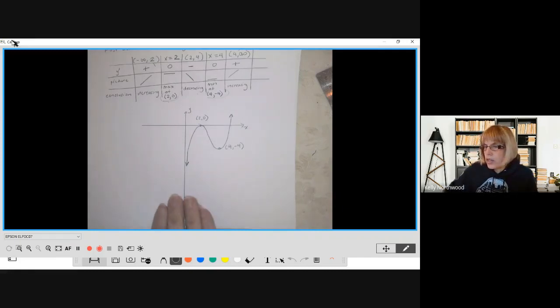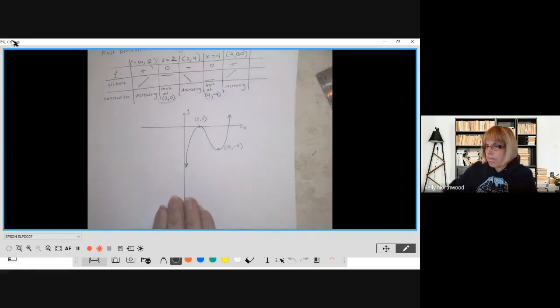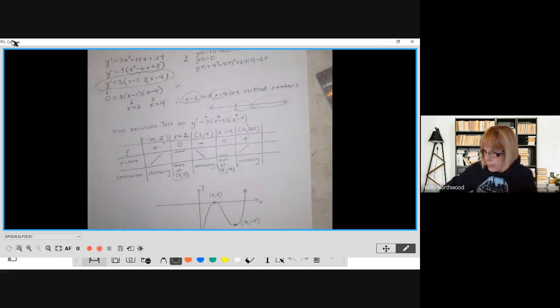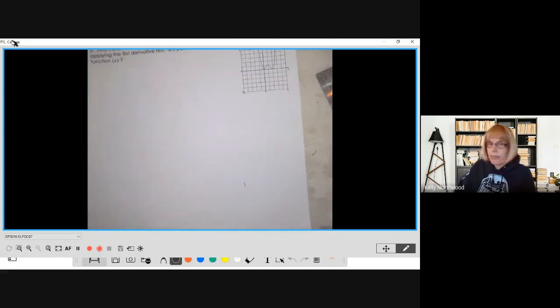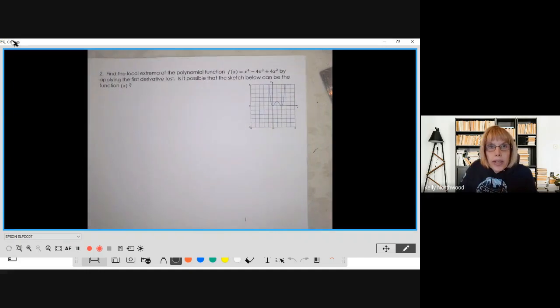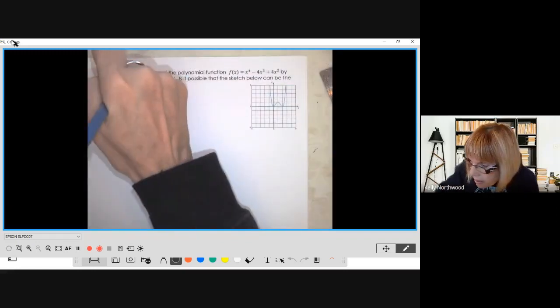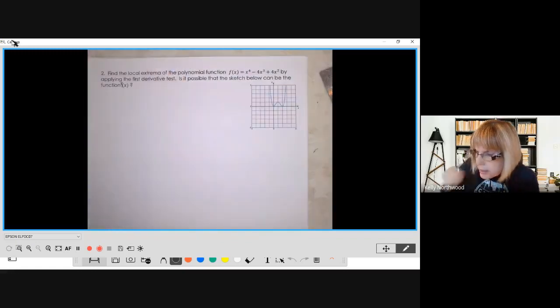Okay. Any questions? All right, try another one. Find the local extrema of the polynomial function by applying the first derivative test. Is it possible that the sketch below can be the function? Well, that should be f at x, not just x, f at x.